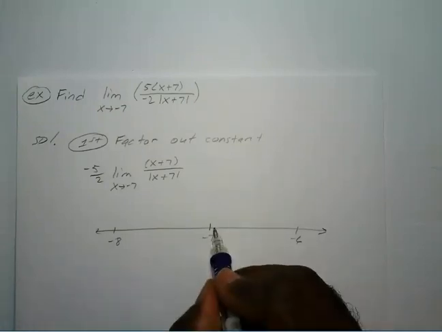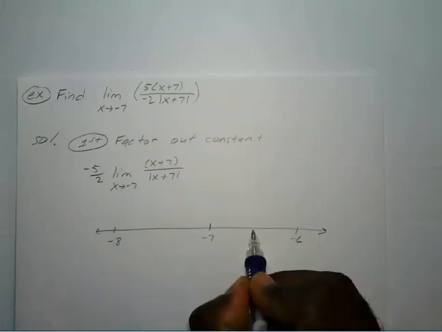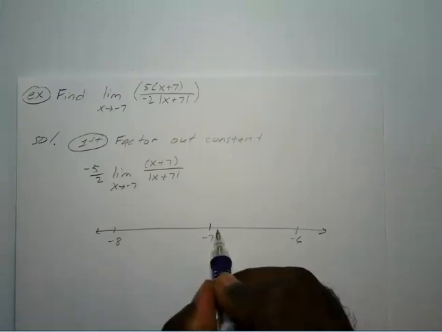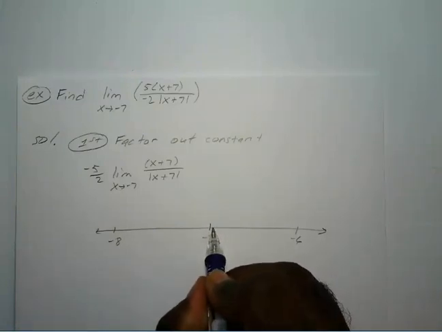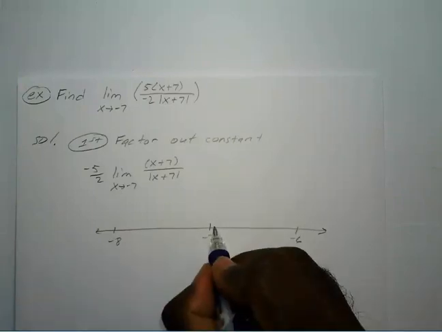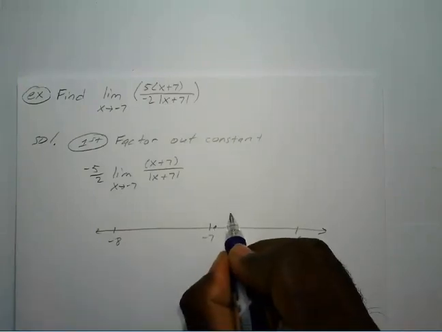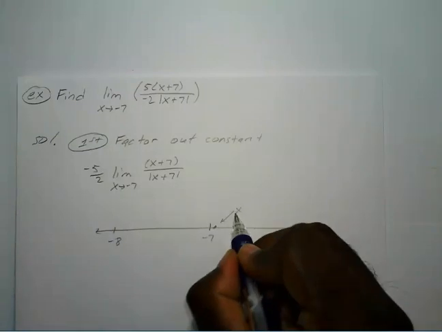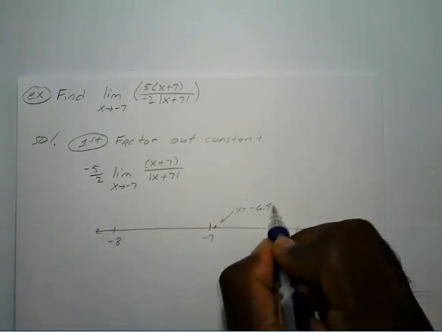So here you have -6.5, -6.9, -6.99, -6.999, and you go from there. So let's say here x equals -6.99.